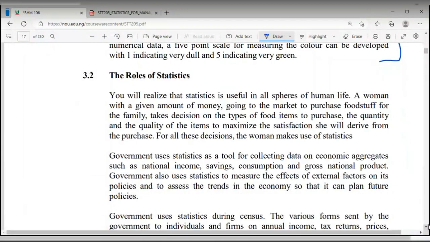Now, the roles of statistics. Does anyone not understand what I'm saying? I think we're following you.